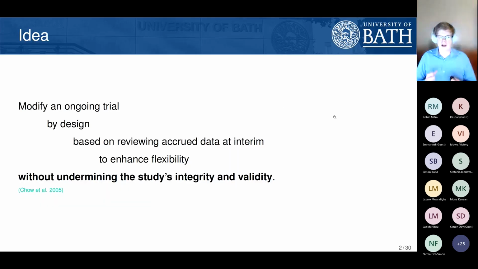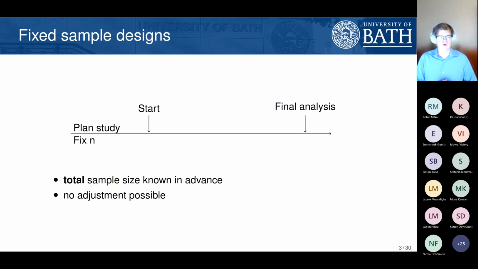So first up, what are adaptive designs? Well, the crucial idea is that we're going to modify an ongoing trial. And today we're going to focus on the idea of doing this by design, i.e. in a pre-planned way, based on the accruing data available at the interim analysis. And the idea is that this will enhance the flexibility of the trial from the design point of view, without undermining the integrity or validity of the study in question. So that's kind of the core idea.